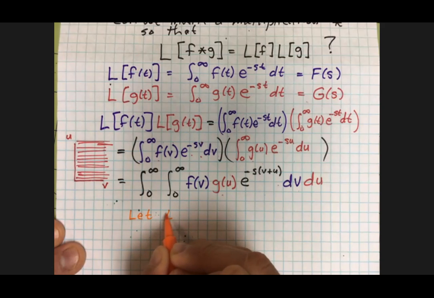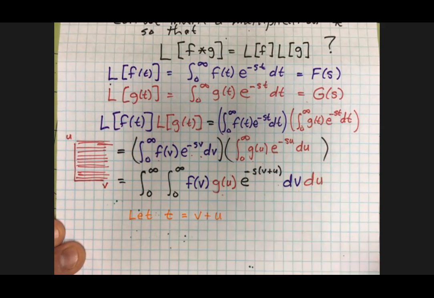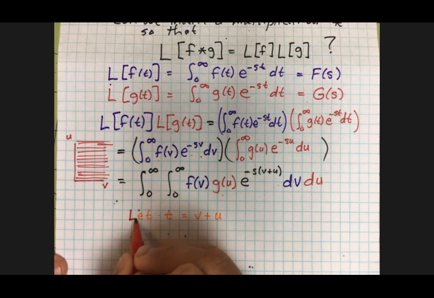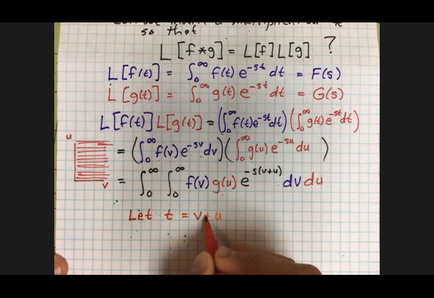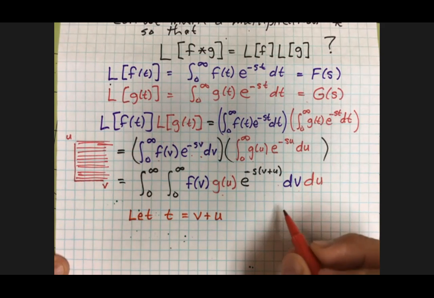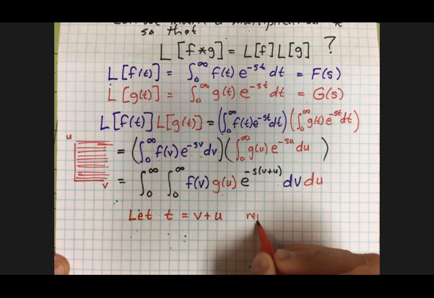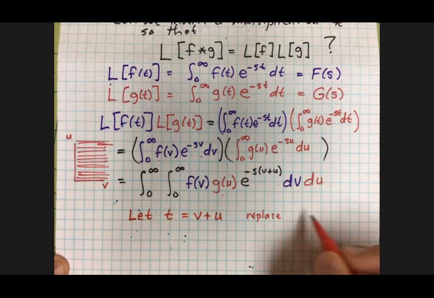Let's let t, let's go back to t, equal v plus u. I won't use that orange, sorry. Let's let t equal v plus u. And let's replace the v in the problem with t minus u.